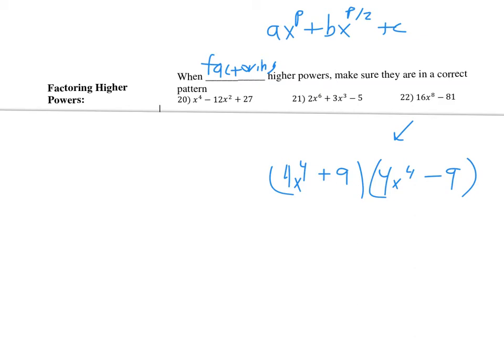All right, but once again, I noticed that one of these breaks down more. It's this one because it's the difference of perfect squares. So that's going to become 2x squared plus 3, 2x squared minus 3. And then this one does not factor anymore.